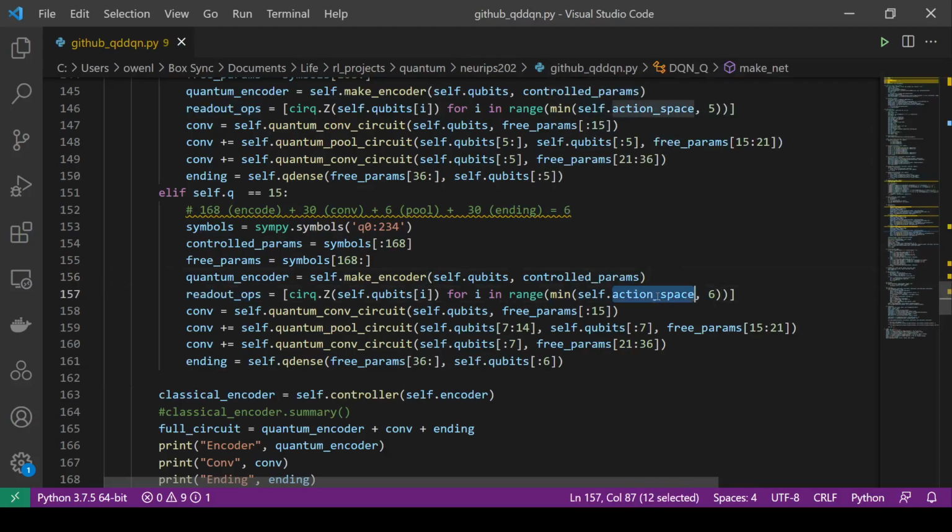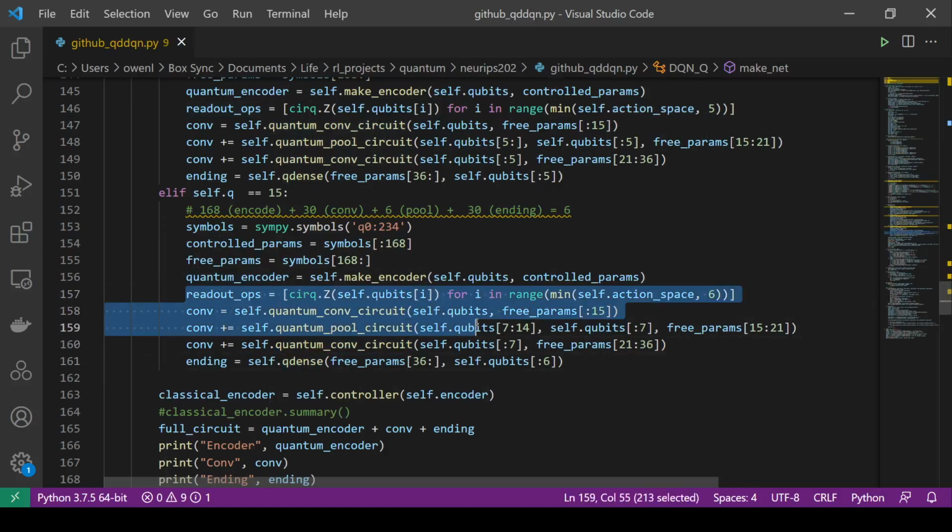And this is just adjusting depending on if the action space is smaller. We don't care about these extras. I think this is because there's like superfluous action space in Pong or something that I have there. We make the convolutional quantum circuit, the pooling, the convolutional, and then the dense circuit.